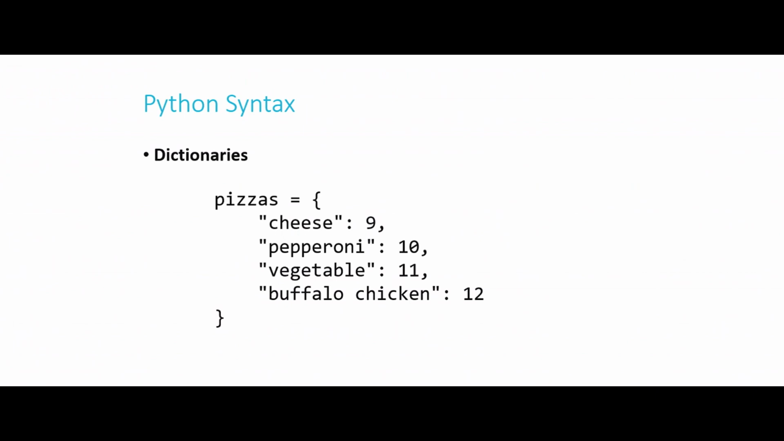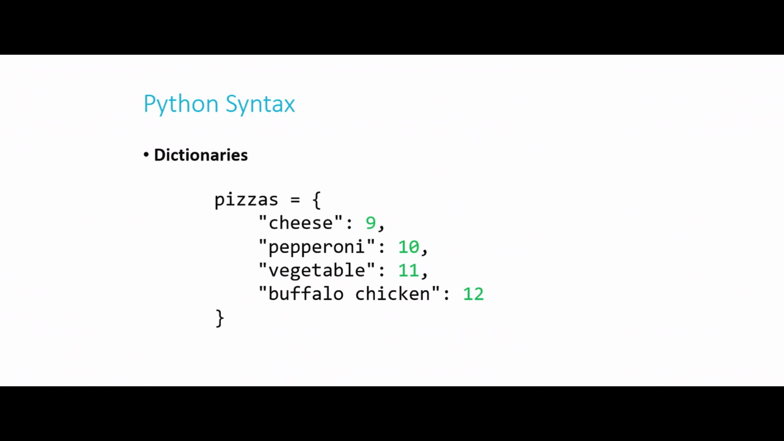I associate the key cheese with the value 9. I associate the key pepperoni with the value 10, and so on. Now, how might we want to work with this? These, again, are our keys. We use a colon to separate the key-value pair, and those are our values here in green.